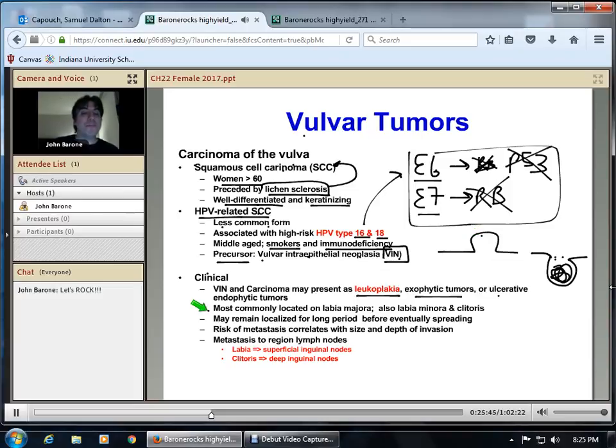Now, where's the most real estate in the vulva? The majora, labia majora. Now, wasn't that a Zelda game? Labia majora, Majora's Mask? No, I'm getting confused here. But labia majora, it's the biggest part. It's got the most surface area. That's where they're most common. Now, unfortunately, they can also occur in the minora, and they can also occur in the clitoris. No, can you imagine? Squamous cell carcinoma of the clitoris?